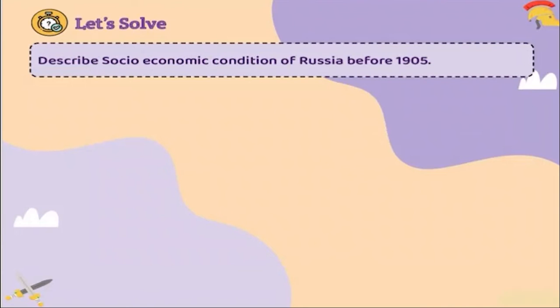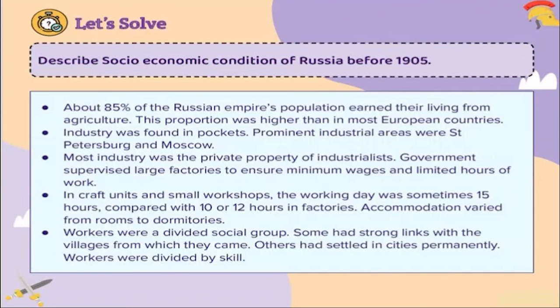The next question is: describe the socio-economic condition of Russia before 1905. Before 1905, Russia was in a fairly good condition. About 85% of the Russian population earned from agriculture, a proportion that was the highest among European countries. Industries were found in pockets. St. Petersburg and Moscow were the most prominent industrial areas.